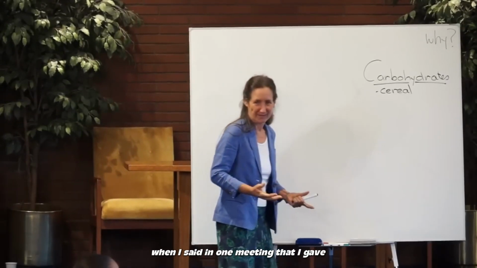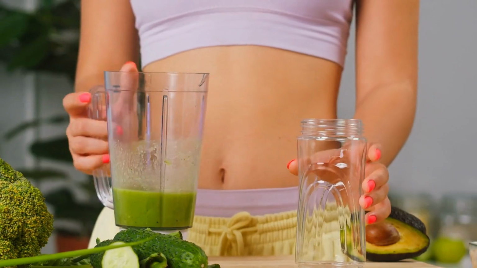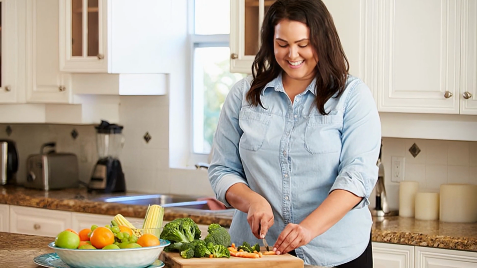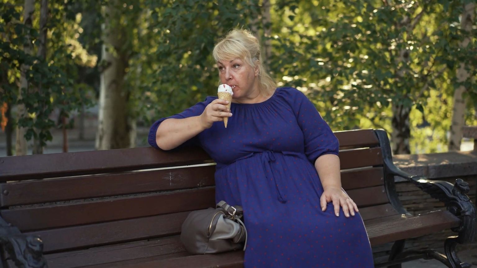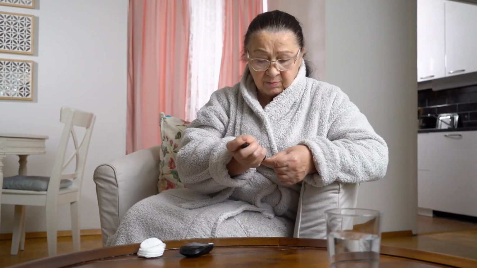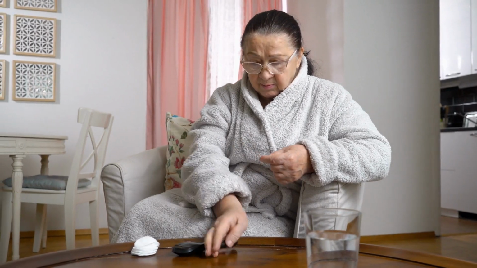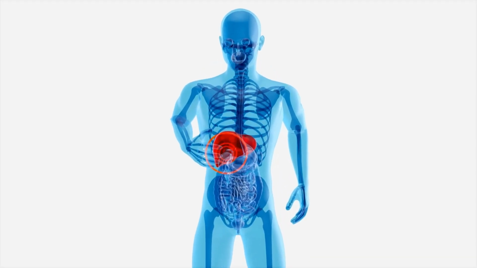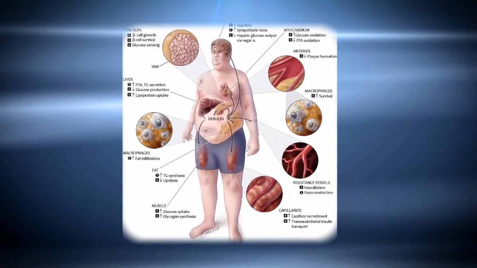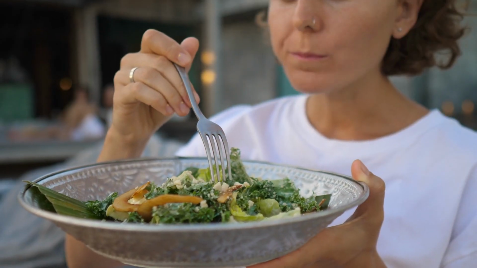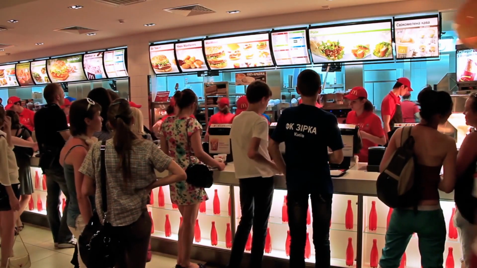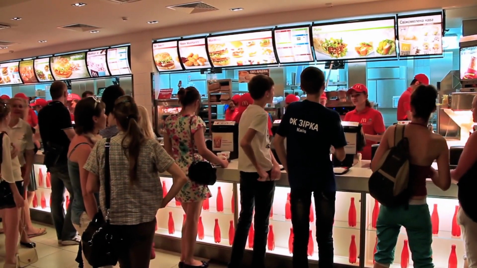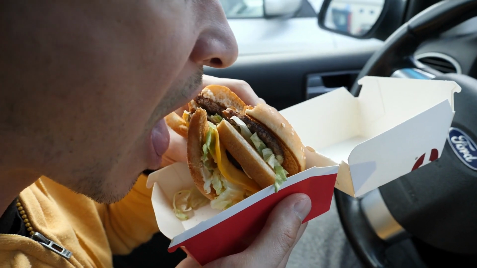When I said in one meeting that I gave, the session highlights the substantial increase in carbohydrate consumption and its ramifications on public health. Historically, dietary patterns have shifted dramatically, moving away from balanced nutrient intake to diets dominated by high levels of processed carbohydrates. This transformation has contributed to the prevalence of metabolic diseases such as obesity and diabetes. The discussion aims to shed light on how these dietary shifts have affected not only individual health but also broader health outcomes across communities. By understanding these historical dietary changes, we can better appreciate the need for a reevaluation of our current consumption patterns and consider more sustainable and health-conscious eating habits.